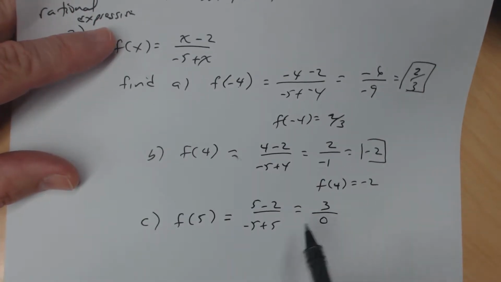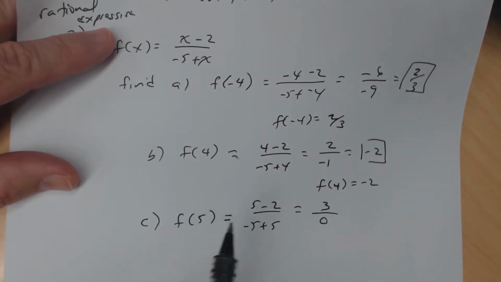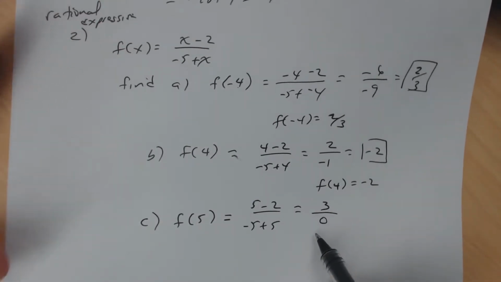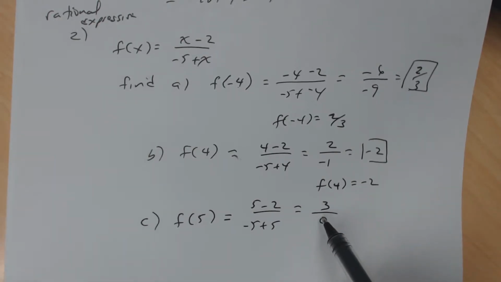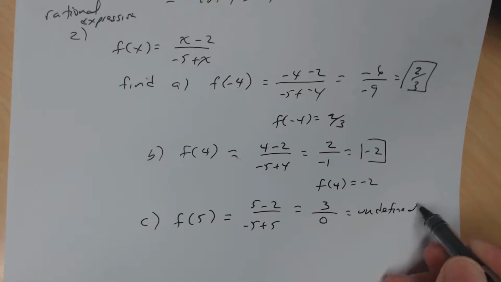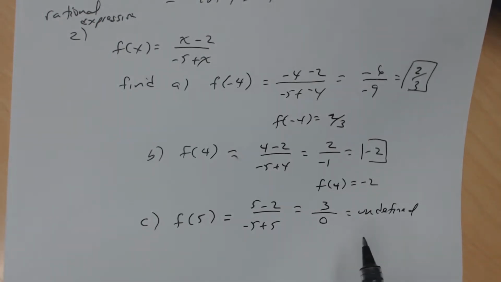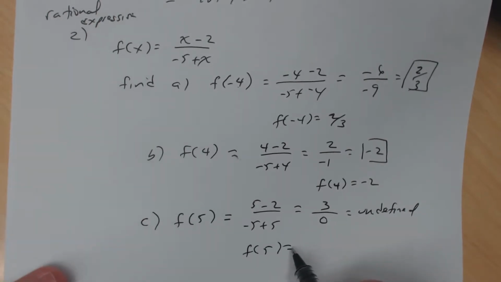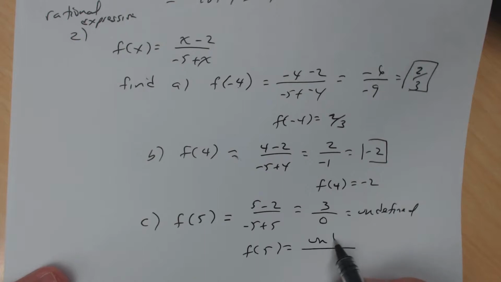That's one of the things we talked about a few lessons ago, that when you found your restrictions, when you talked about finding the domain, what are the restrictions. So when x is 5, this function is undefined. Remember, you can't divide by 0, so we say it's undefined. So you'll say f of 5 is equal to, in the blank, undefined.